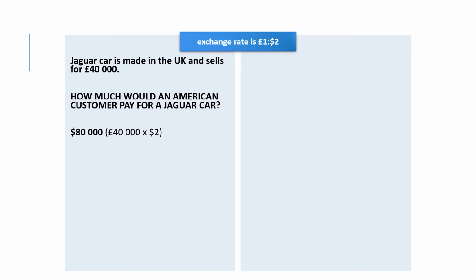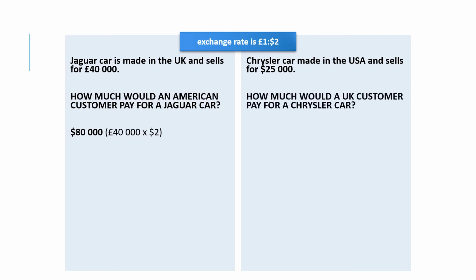Let's also look at an example of a US car maker, Chrysler, and their cars are priced at $25,000 in the USA. How much would you pay in the UK for a Chrysler car? How many pounds would you need to buy a car from the US? Well, at a £1 to $2 exchange rate, you would need £12,500 to buy the car from Chrysler.